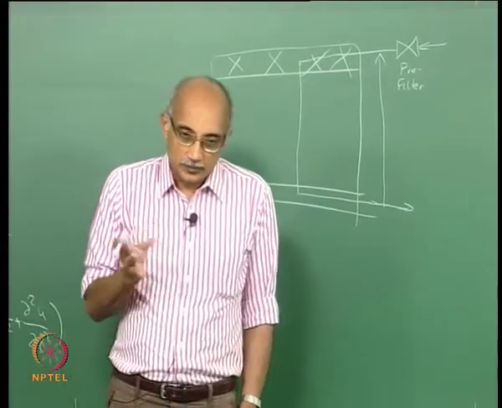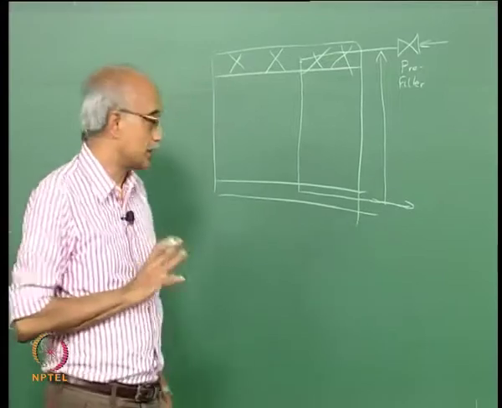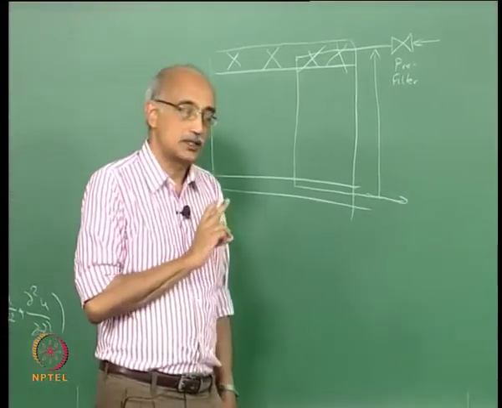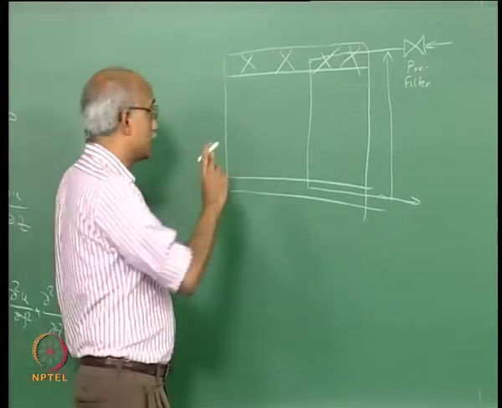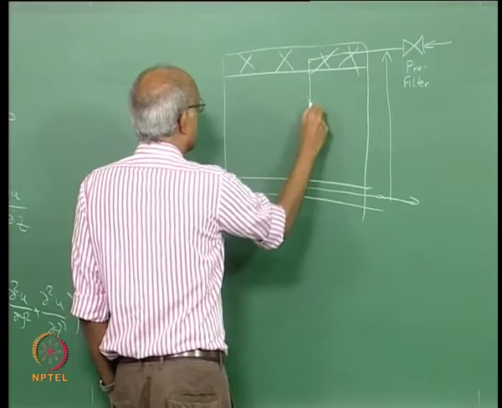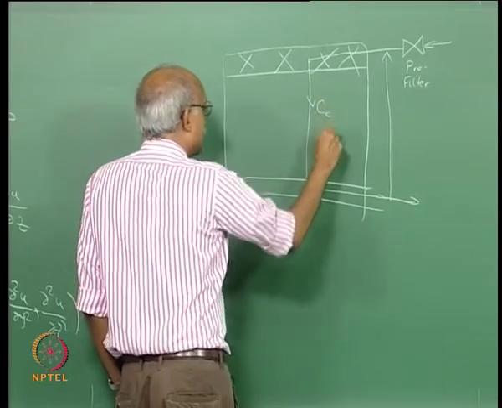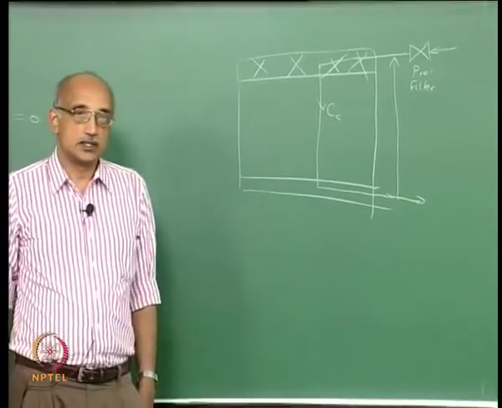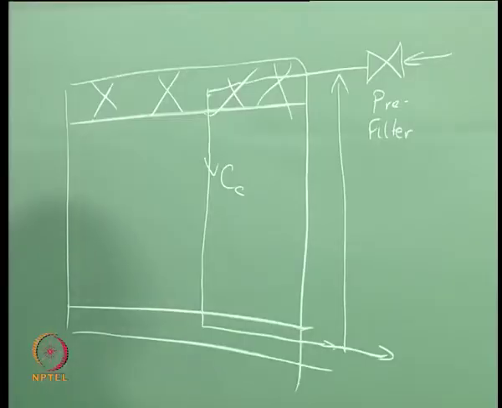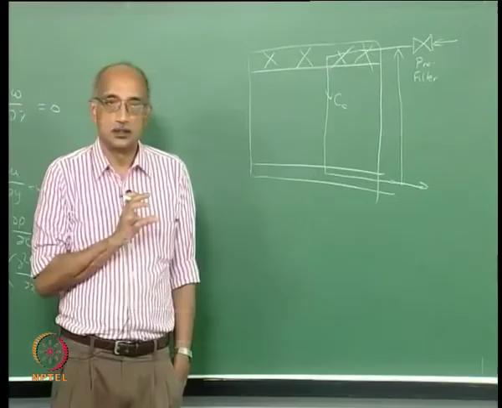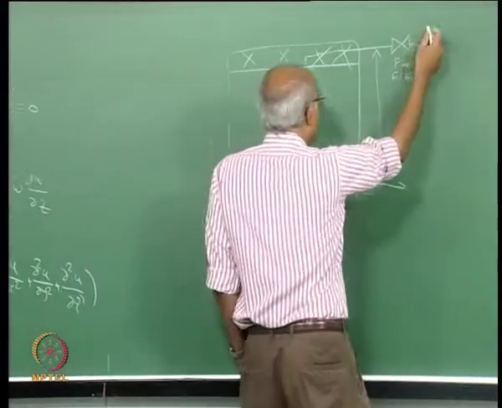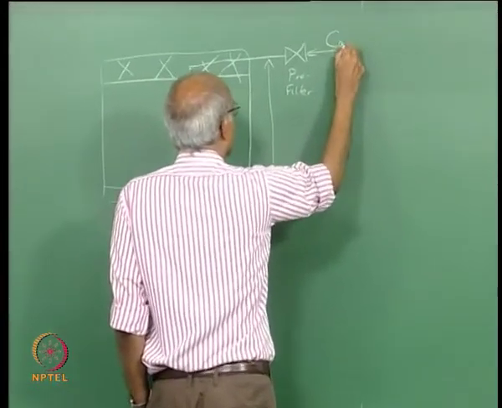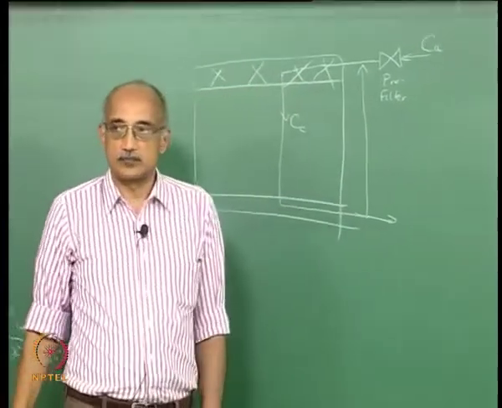So how do you develop a simple steady state model for this? What you're interested in is predicting the steady state particle concentration inside the clean room. So let's say that what emerges through these filters is a uniform concentration of particles inside the clean room. Let's call that Cc. So this is the uniform steady state concentration of particles inside the clean room. Now in the ambient air you are going to have some concentration of particles. Let's call that Ca.